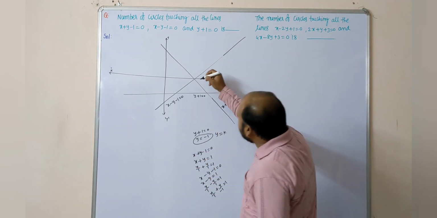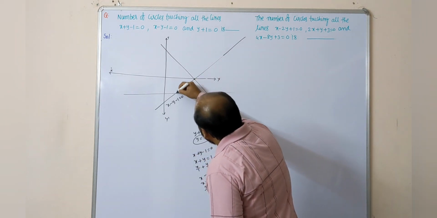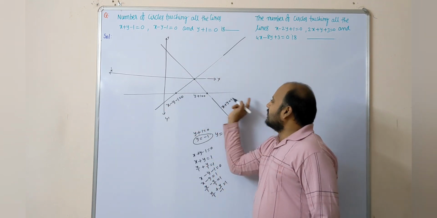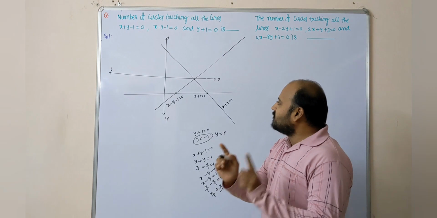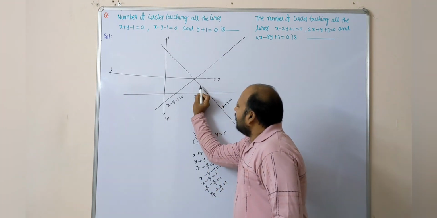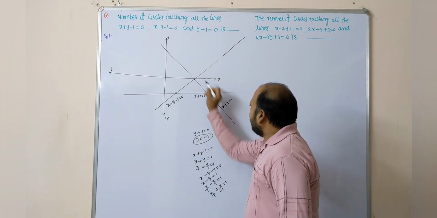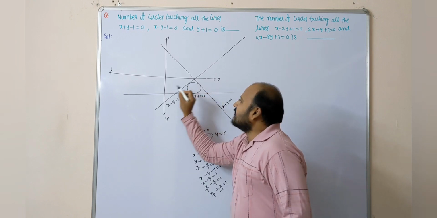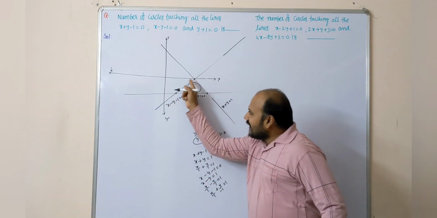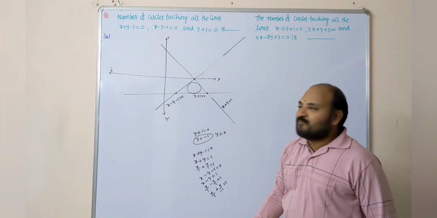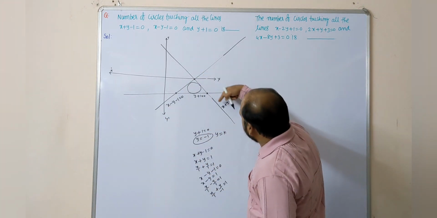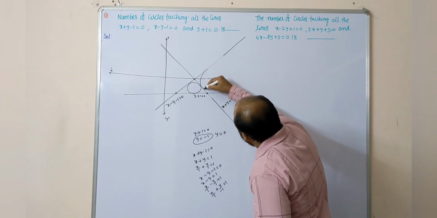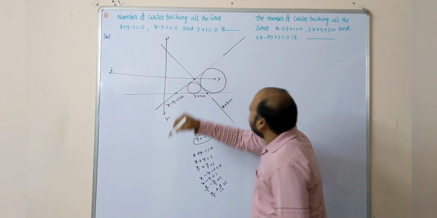These lines are intersecting here only. This is one line, this is another line, this is the third line. Observe carefully. Here one circle is possible, touching all the lines. This is the first line, this is the second line, this is the third line. Is it possible to draw this one? This is also one possible circle.